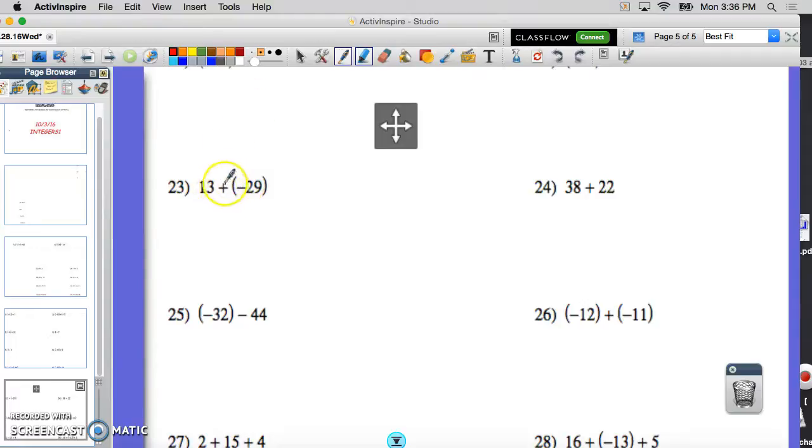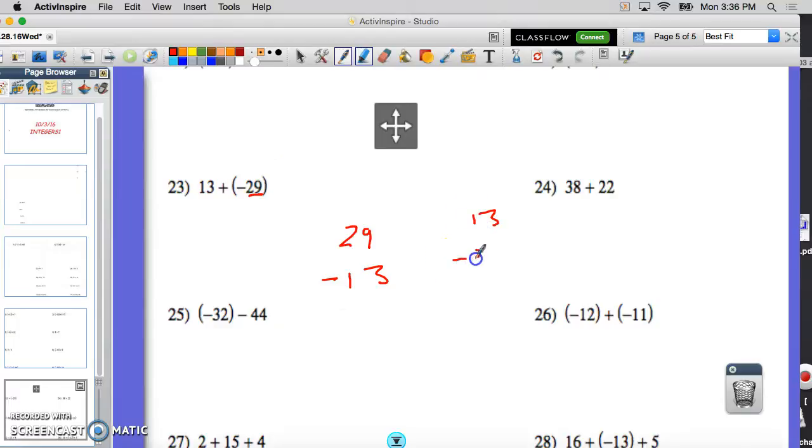This one is already an addition problem, so I don't have to change anything over, okay? I just follow exactly what I see according to the rule. You have a positive 13 plus a negative 29. What do we do when we have a positive and negative? We got to find the difference of the two. To find the difference of the two, all you have to do is subtract the digits. Remember, when I say the digits, I'm just looking at 29 and 13, okay? So 29 minus 13, okay?